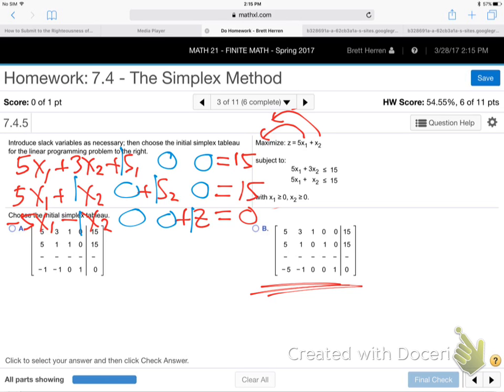So yeah, it's B. That's what we're going to type into our calculator in a minute. We're going to basically put that in matrix A and say, simplex, do your thing. And it'll just solve for it automatically. Write down the answers. Good to there? All right, and explain to you.